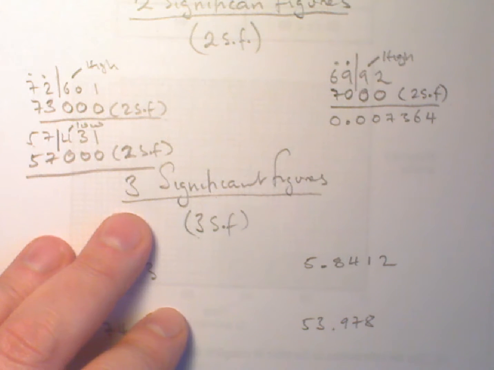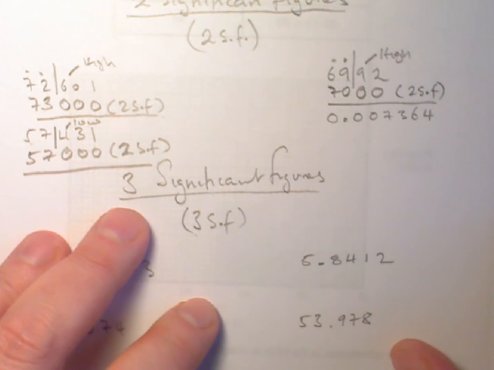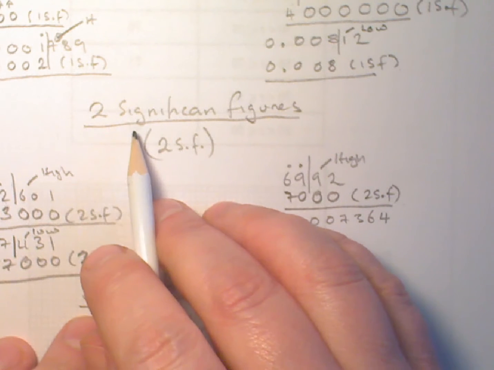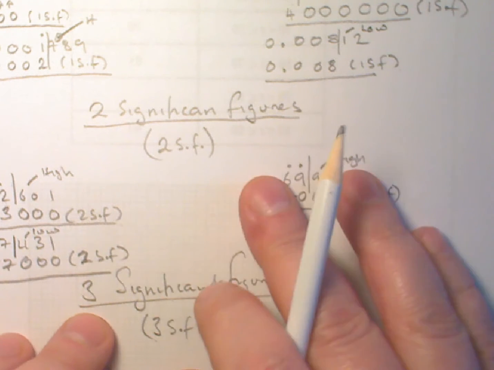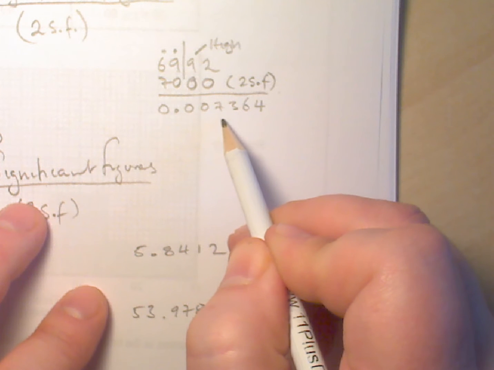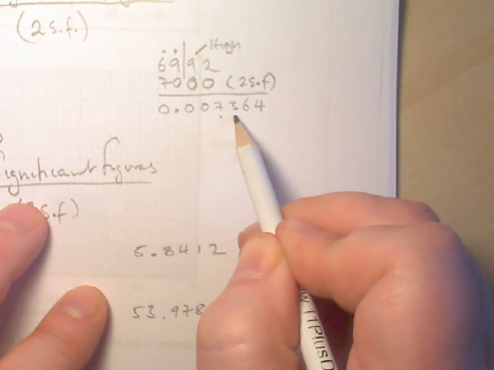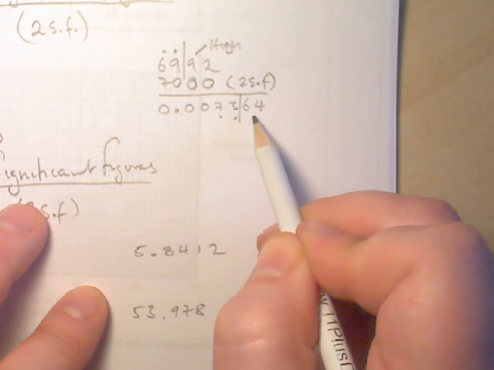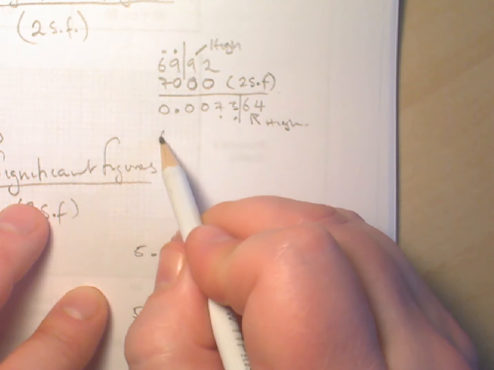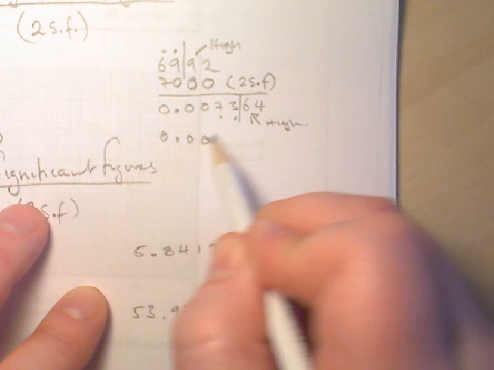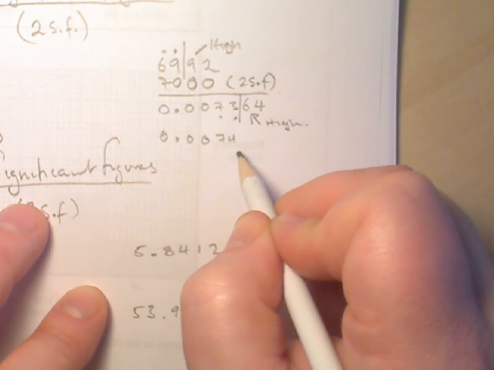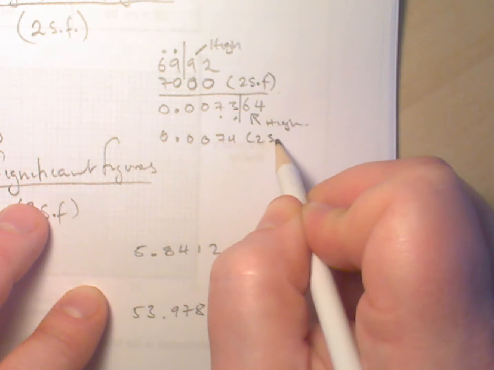Okay, this is rounding, carrying on from the previous video, and I was rounding to two significant figures. You can see that I'm going to the first non-zero digit. That's the first, second, make a cut, 6 is high, so I'm just going to get 0.00 and 73, or the 7 and the 3 becomes 74, and you tell the examiner how you've rounded it.